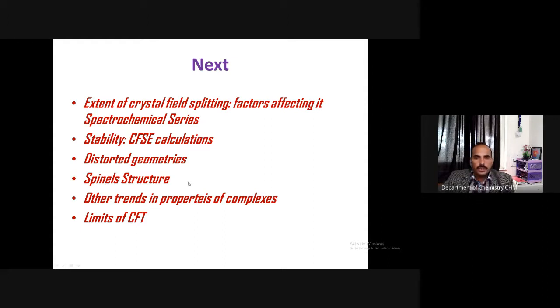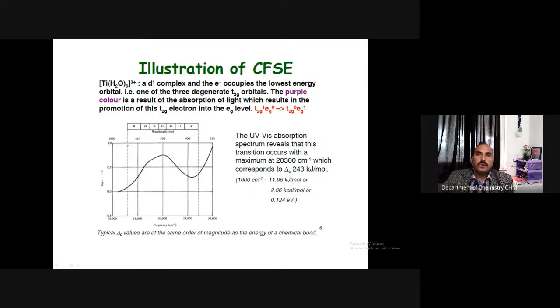All right. So with that, now let me take you first to the illustration of CFSE, that is, the crystal field splitting energy. Please don't get confused. The CFSE term is sometimes confusing. One is crystal field stabilization energy and one is crystal field splitting energy. So here I am talking about the crystal field splitting, which is the gap between, say in octahedral geometry, the gap between t2g and eg.